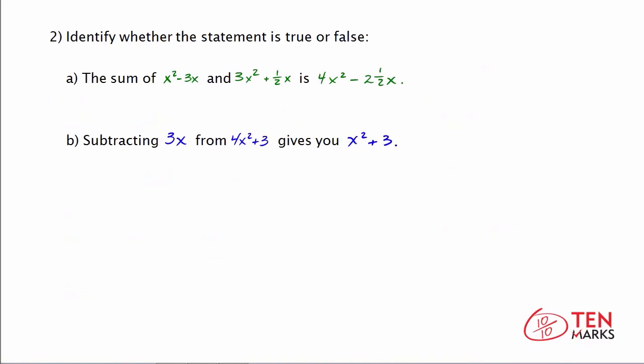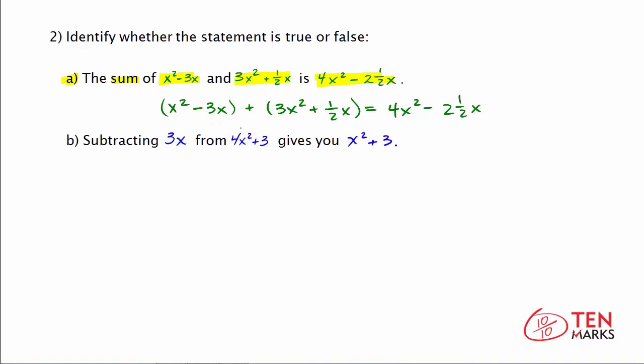Identify whether the statement is true or false. So let's take a look at A. It says the sum of x squared minus 3x and 3x squared plus 1/2 x is 4x squared minus 2.5x. So we've got a couple of keywords to clue in on. It says the sum of, so we have this first polynomial and this second polynomial is this third polynomial. So let's translate this into an algebraic expression. So what this sentence is saying is that x squared minus 3x, let's put this in parentheses, plus 3x squared plus 1/2 x equals 4x squared minus 2.5x.